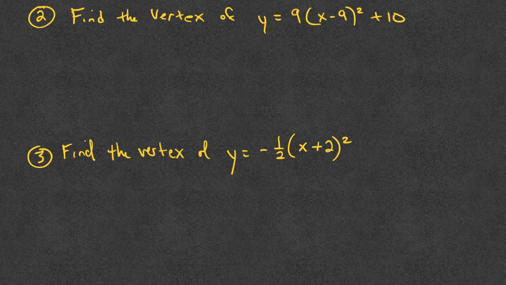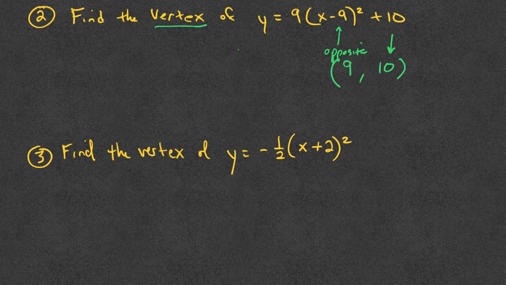Number 2, find the vertex of y equals 9 times the quantity (x minus 9) squared plus 10. This is also pretty easy when you're looking for the vertex. Basically, if you've got an equation that looks like this, with something in parentheses squared, and then a constant out to the right of it, your vertex is going to be the opposite of this. So 9 on that one. And then you're going to use whatever that number is. So your vertex is going to be 9, 10, and that's the end of it.